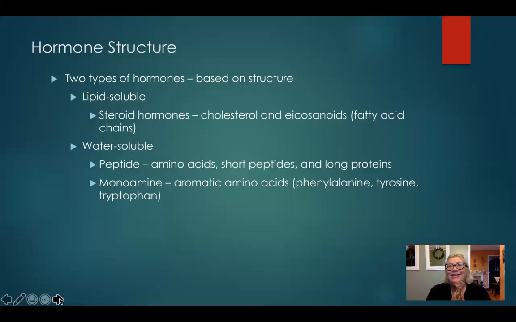The two steroids that are at work at making hormones in humans are cholesterol and eicosanoids. I am horrible at pronunciation. I apologize, the word that I am slaughtering up there is right here. Eicosanoids. Both of these are fat structures. They have fatty acid chains.